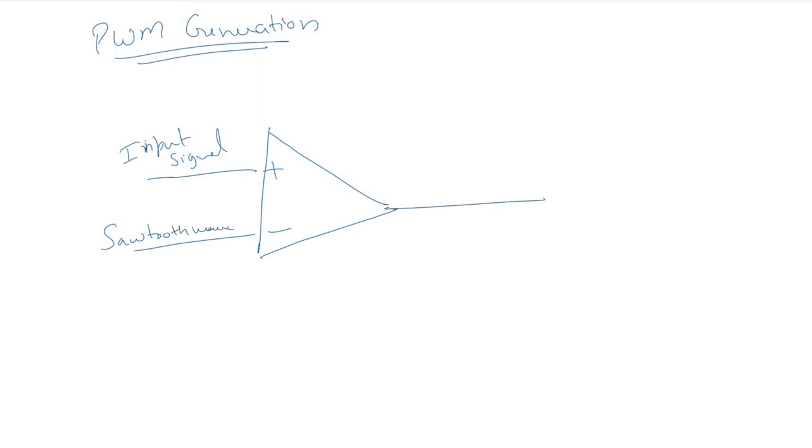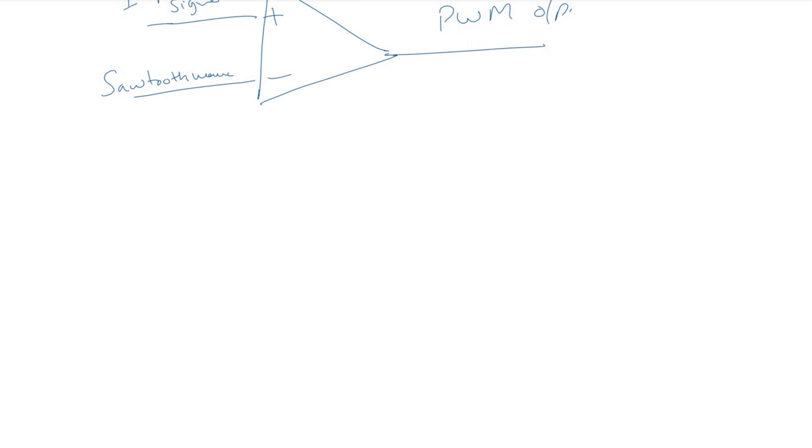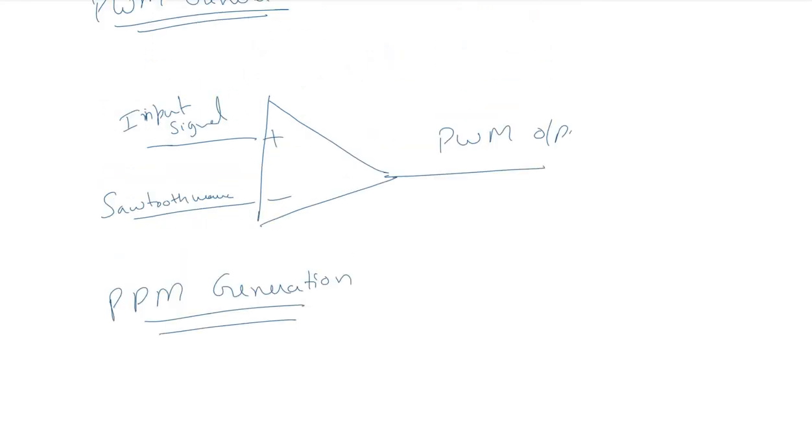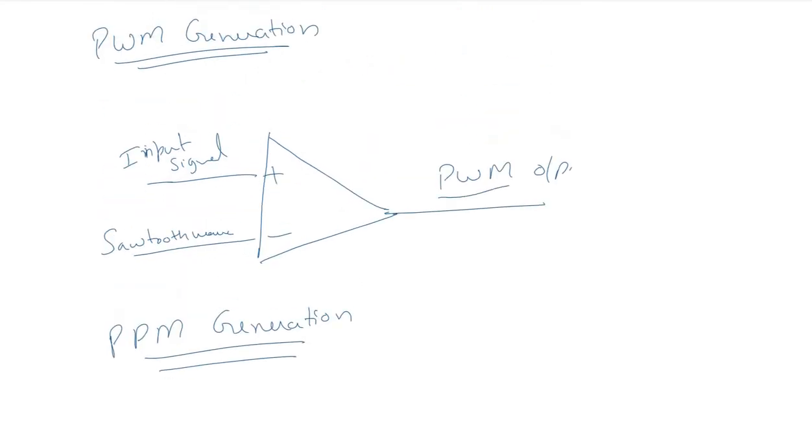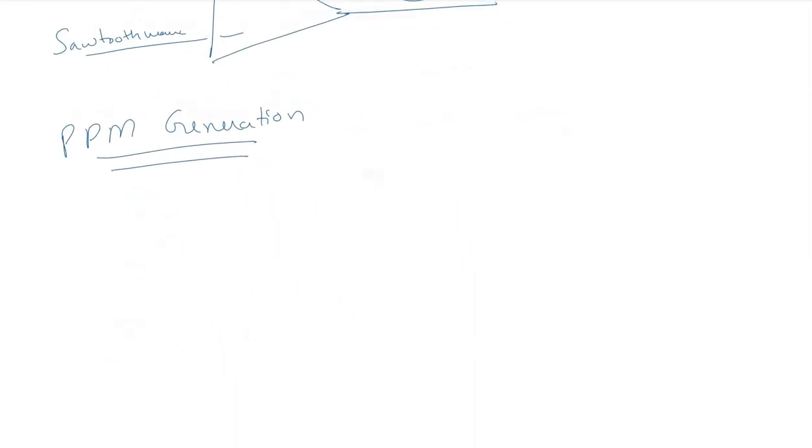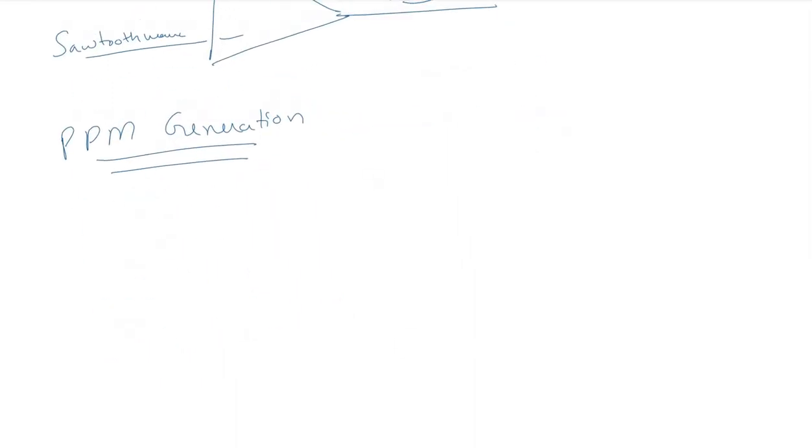Okay, and the resultant output would be a PWM output. And on the other hand, if we go for PPM generation, PPM waveform is generated followed by the PWM. First we need to generate a PWM waveform, and using that PWM waveform we can easily generate a PPM output using three different blocks. The first of which is an inverter.